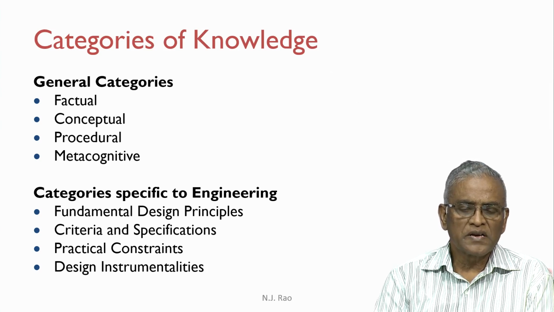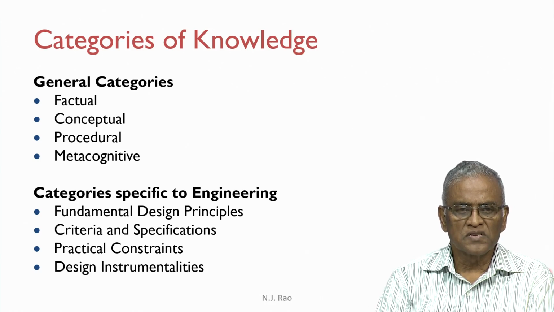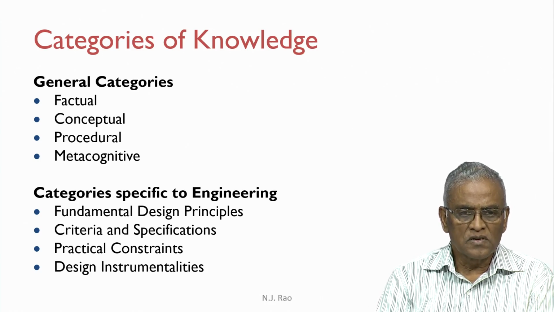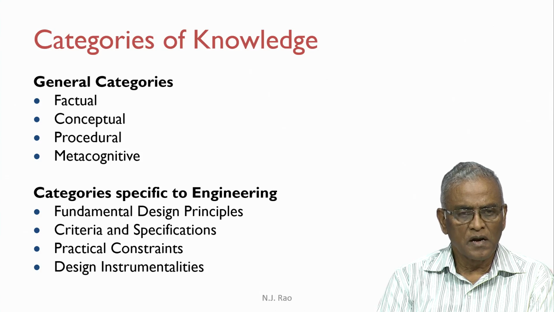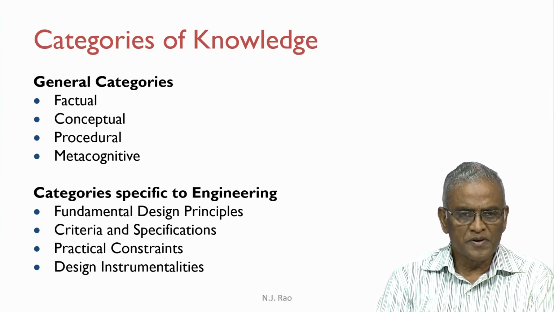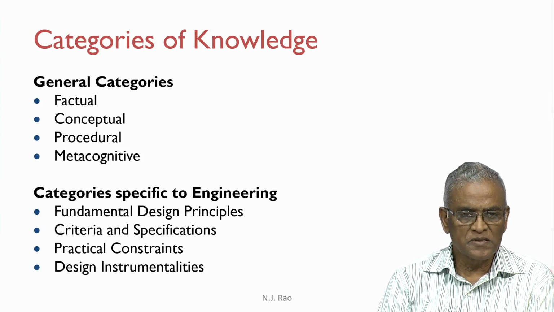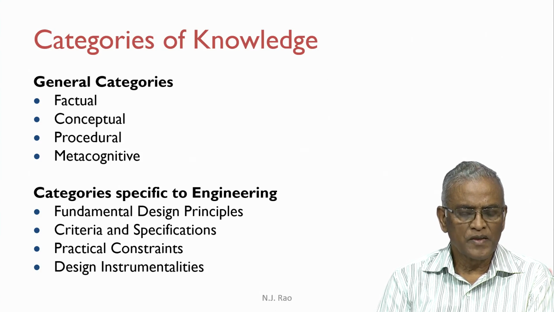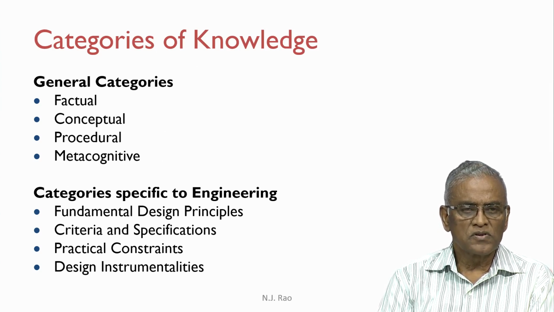there are some specific categories of knowledge specific to engineering. If these are ignored, you are removing something about engineering. So, these 4 categories specific to engineering are fundamental design principles, criteria and specifications, practical constraints, and design instrumentalities. We will look at these 4 categories specific to engineering in one of the units later, but right now we will look at the 4 general categories.